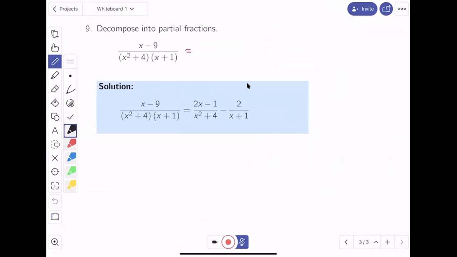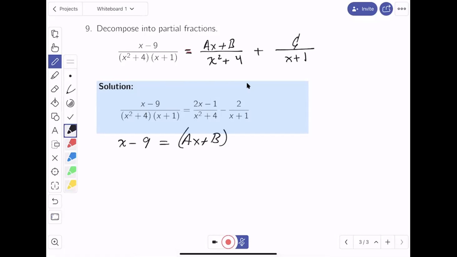I do want to emphasize the x squared plus 4 is an irreducible quadratic factor. So what goes on top there? Ax plus b, and this will be c. I don't know what those letters are yet. Clear the fraction. What do you get? X minus 9 equals ax plus b times x plus 1 plus c times x squared plus 4.